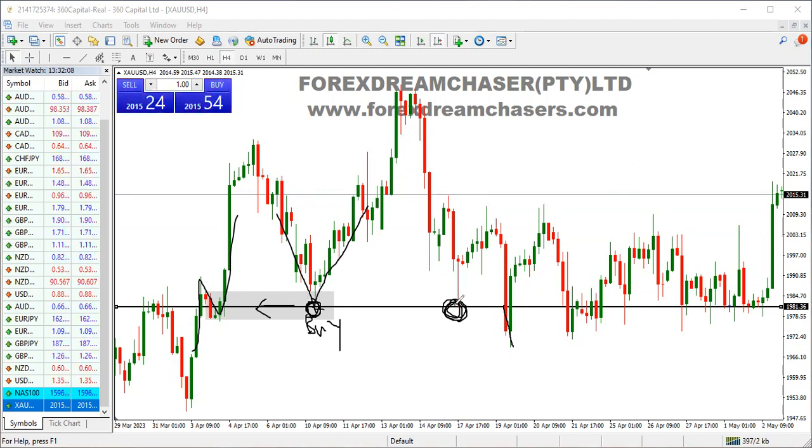Why? Bazoyi-break. The more touches you have, the level is getting weaker. So thina sizofuna i-level ezoba strong. Uma u-trader i-support, uyazi ukuthi first time is strong. The second time is strong. We don't go for it that time. The third time is weak. The higher the chance of ukuthi break.